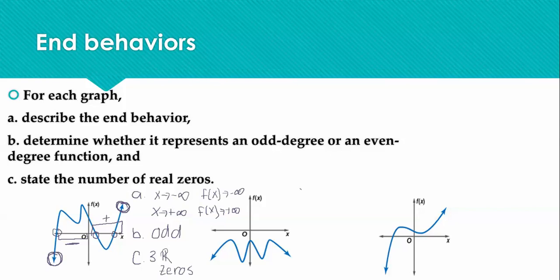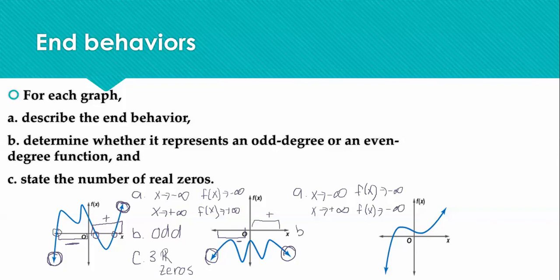The next one, for A, they're asking us to state the end behavior. When x goes towards negative infinity, we look at the end, it is also pointing down. So my f of x is also going towards negative infinity. Then if I look at my positive infinity side, my f of x is still pointing down, so it's negative infinity.